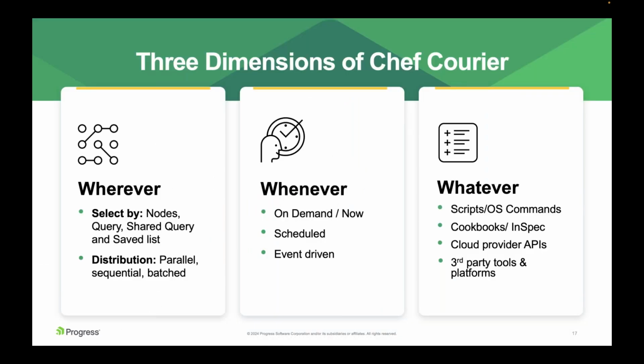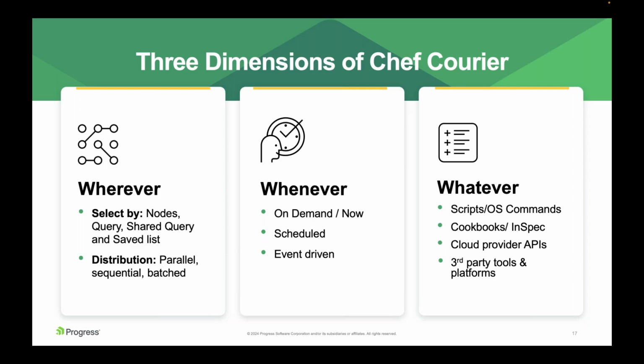Right. So, like I mentioned, Courier is an amalgamation of a lot of functionalities and processes that you can flexibly perform. And fundamentally, there are three pillars to Chef Courier, that is the three dimensions of wherever, whenever, and whatever. I'll briefly talk about these dimensions. We have a lot of resources available in case you'd be interested in knowing more about Courier.